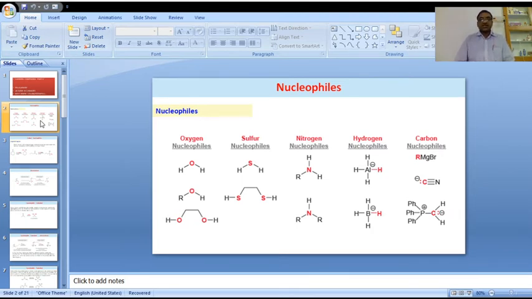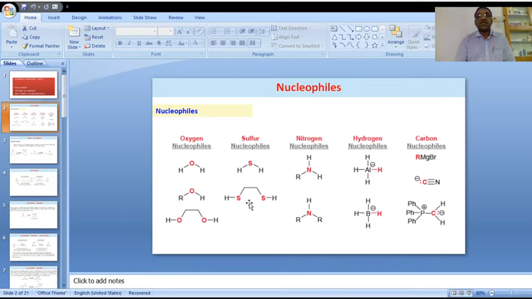Here, oxygen nucleophiles: the first list are oxygen atom containing nucleophiles. This is the first compound, H2O, the water molecule, which is also an oxygen nucleophile. Next, ROH, alcohol, is also an oxygen nucleophile. And the last example, H2O2, hydrogen peroxide, is also an oxygen atom containing nucleophile.